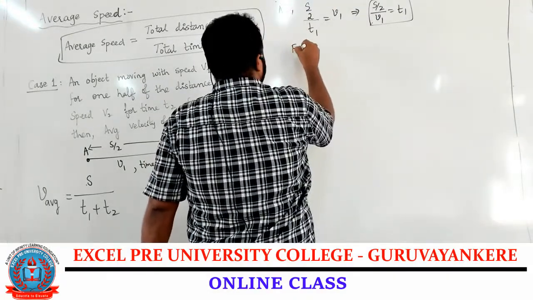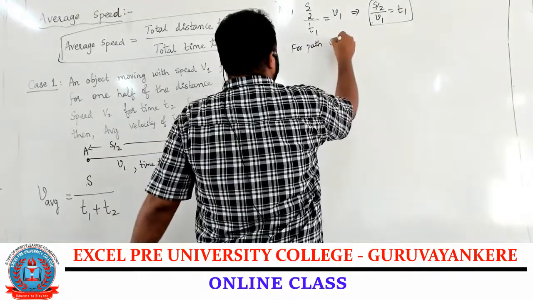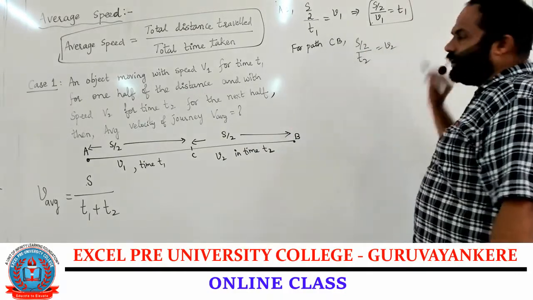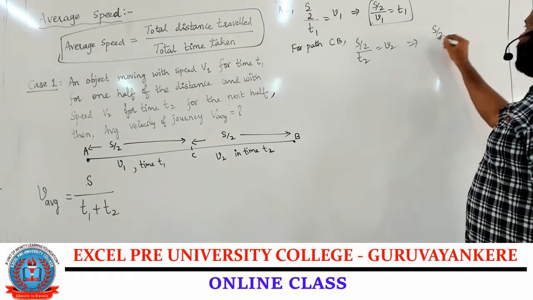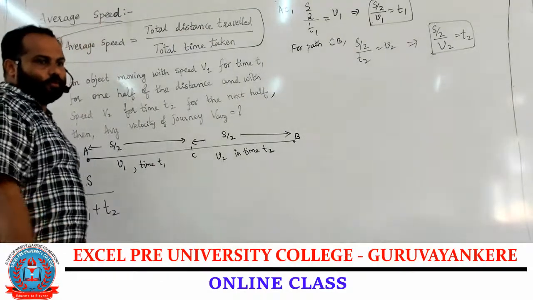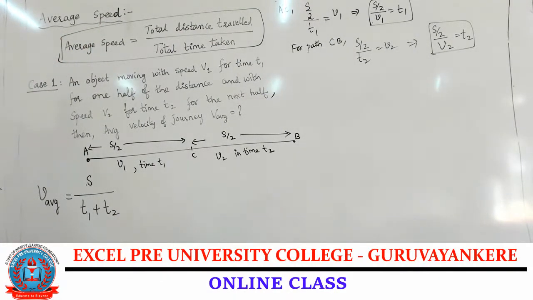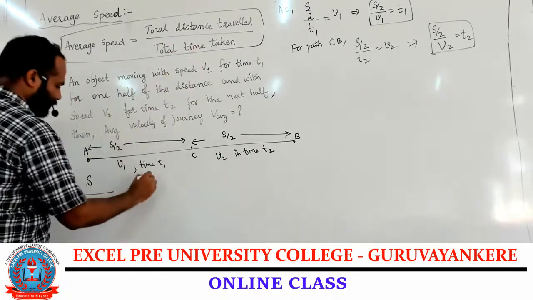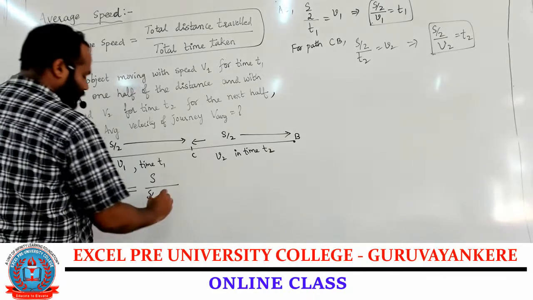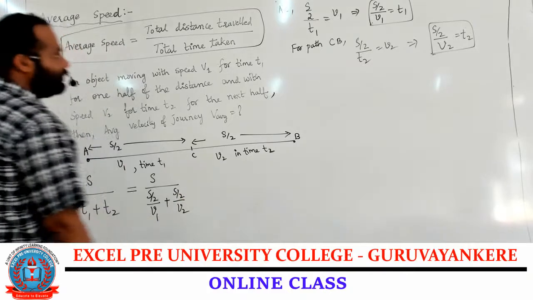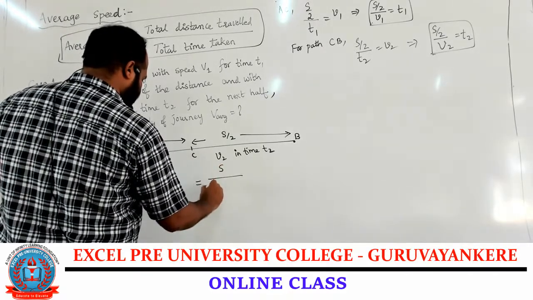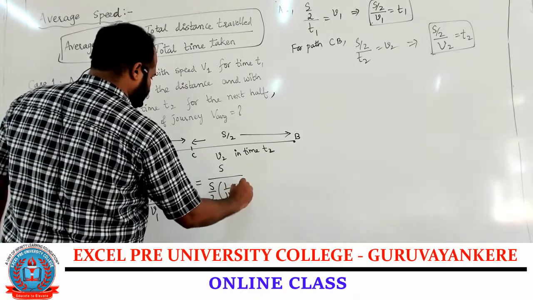Similarly for path CB, what is the distance it travels? S by 2 with the time t2, then it should be the speed v2. That implies S by 2 by v2 should be equal to t2. Understood? Now you substitute for t1 and t2. S by t1 plus t2 is S by S by 2 by v1 plus S by 2 by v2. That implies S by S by 2 times 1 by v1 plus 1 by v2.